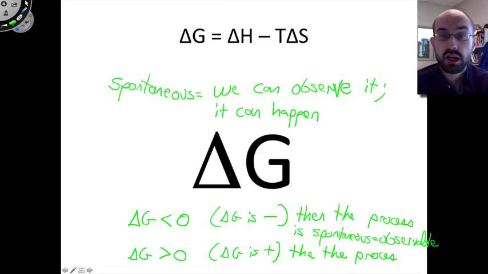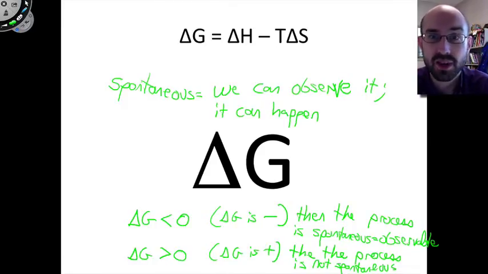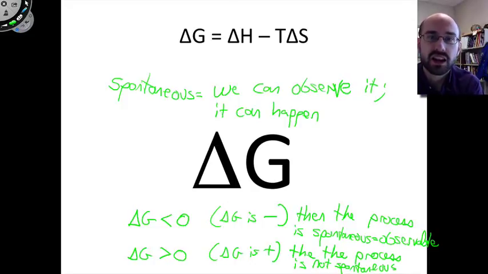So one perhaps morbid example of this is me dying. I am going to die someday, so the delta G of my death is negative. Hopefully that will not be for a long time, decades I'm hoping, but it's going to happen, so the delta G is negative.